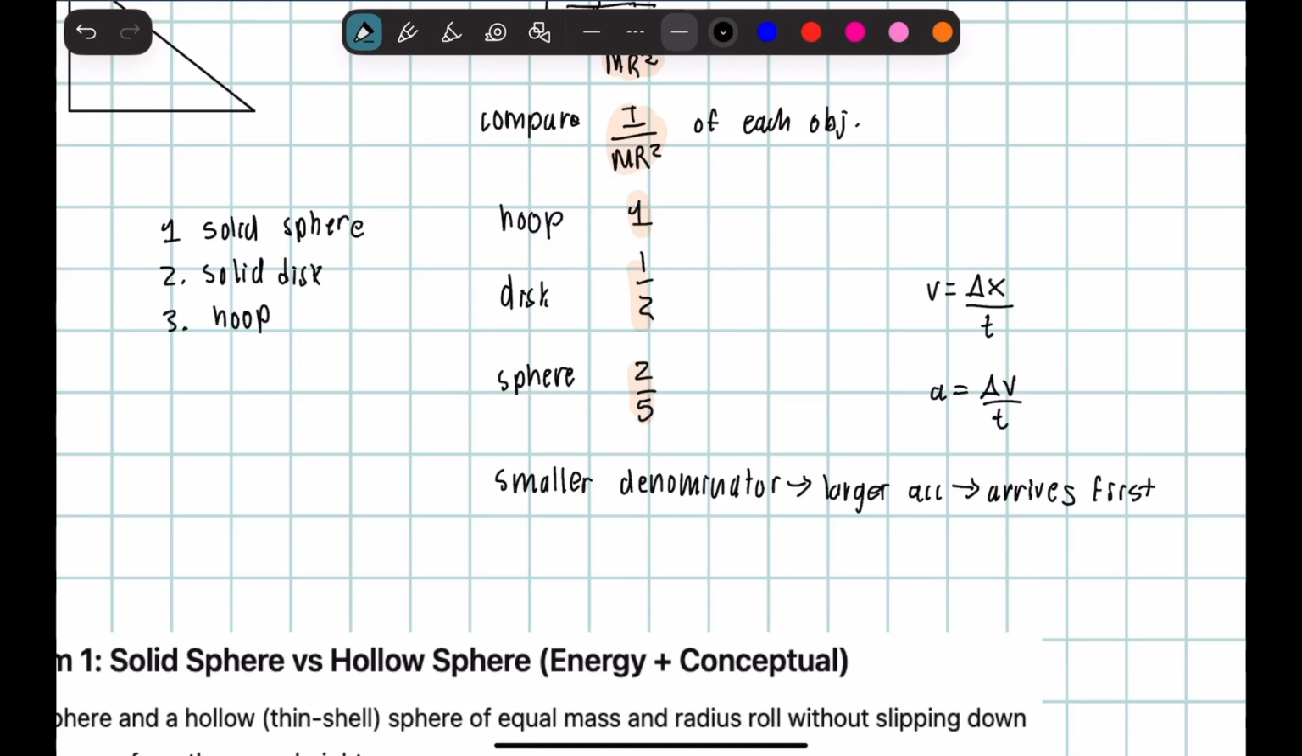The sphere is the largest, the solid disc is going to be second, and then the hoop is going to be last because you want a smaller denominator.